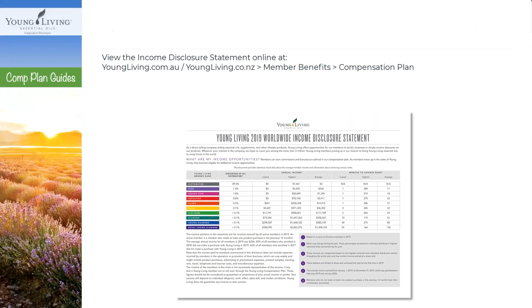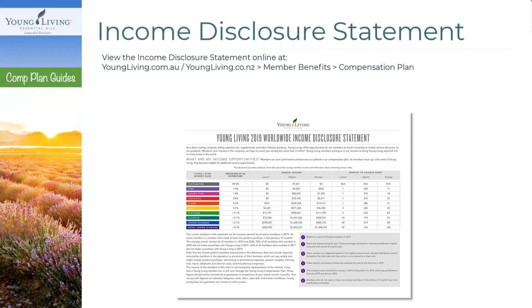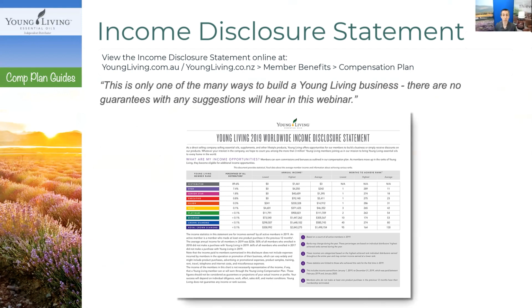Now, before we get started, we always need to mention the income disclosure statement whenever we talk about the Young Living compensation plan. You can find the income disclosure statement in your virtual office. And one other thing I need to mention is that this is only one of many ways to build a Young Living business. There are no guarantees with any of the suggestions you will hear in this webinar. So if you haven't had a look at the income disclosure statement, make sure you check it out. It's available through your virtual office.